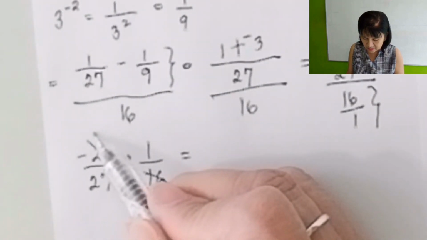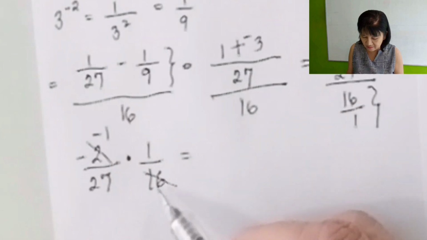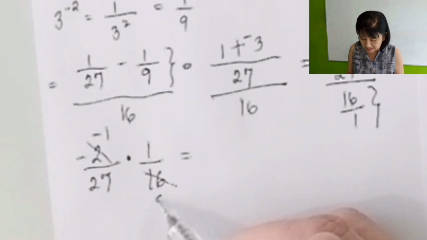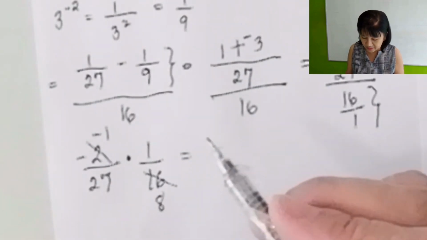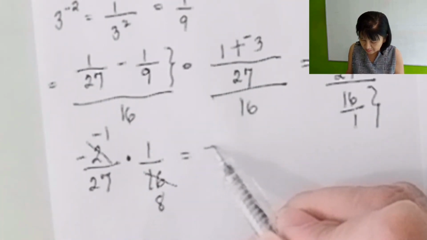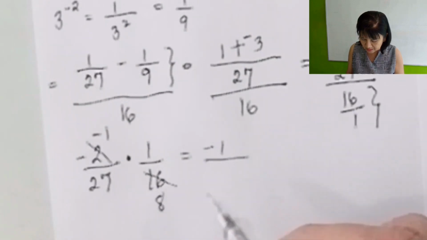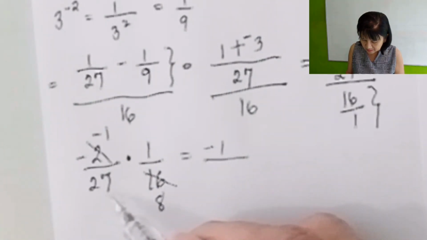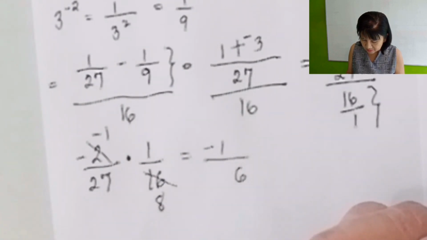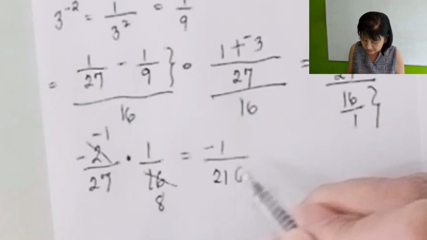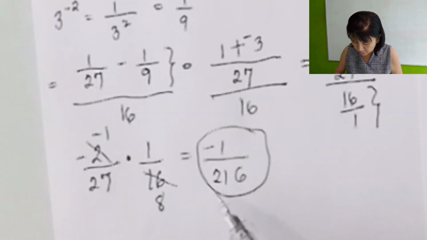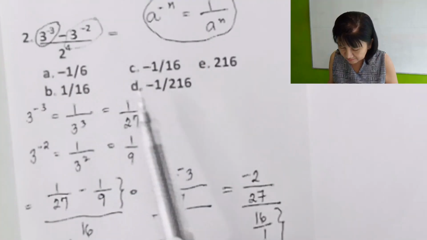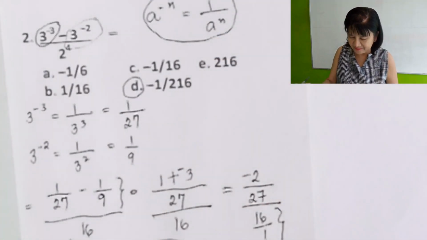2 divided by 2 is 1, negative 1, because this is negative. 16 divided by 2 is 8. Is there still anything which is cancelable? No more. So negative 1 times 1 is negative 1. 27 times 8. 8 times 7, 56, carry 5. 8 times 2, 16 plus 5 is 21. So the correct answer is negative 1 over 216. Where is that? Letter D.